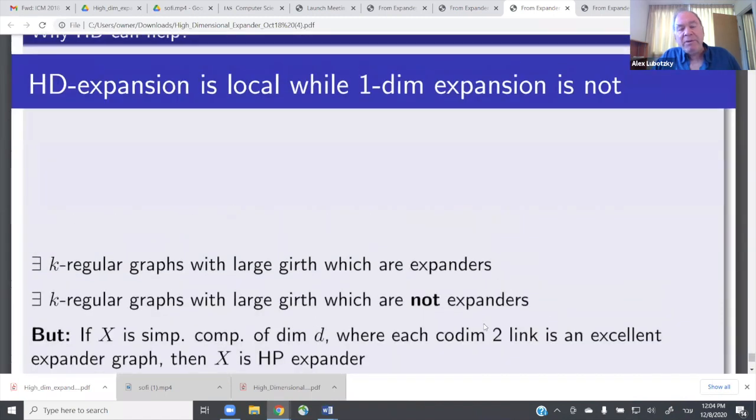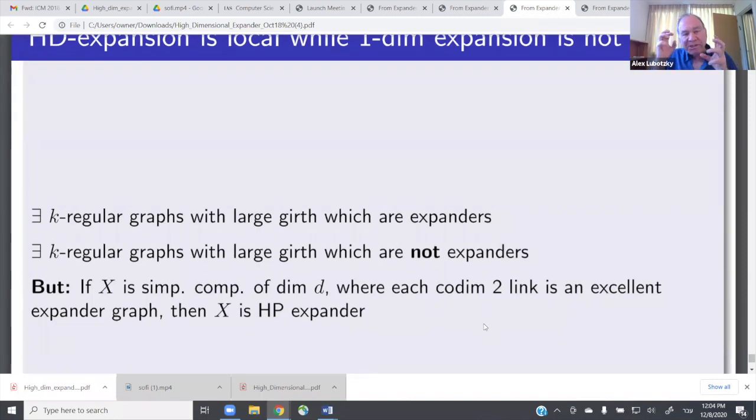Because you see, I want to share with you this intuition that in one-dimensional expanders you can also connect expanders with property testing. But in a one-dimensional graph, you don't read the global structure from the local structure. For example, there exists a k-regular graph with large girth which is not an expander. That's not so difficult to construct.